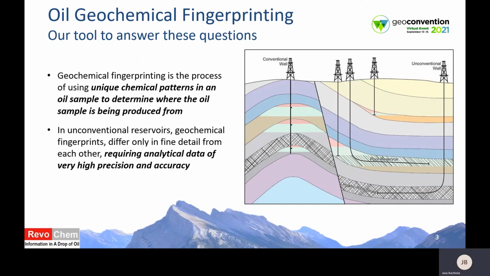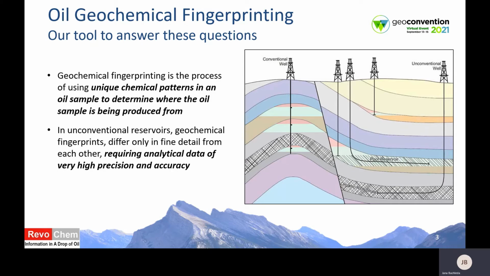So we answer these questions through oil geochemical fingerprinting. This is the process of using unique chemical patterns in an oil sample to determine where the oil sample is being produced from. On the right, you can see a diagram showing a conventional well. This well drills into 3 different reservoirs and is producing from each of them.